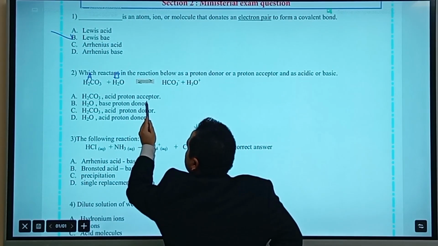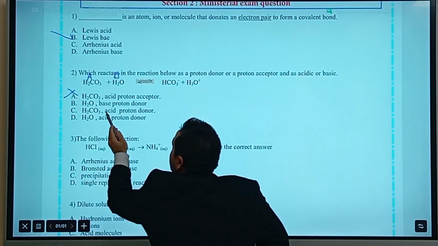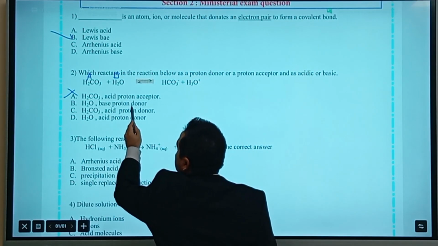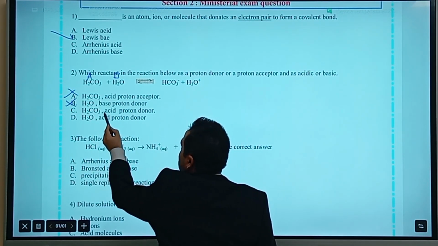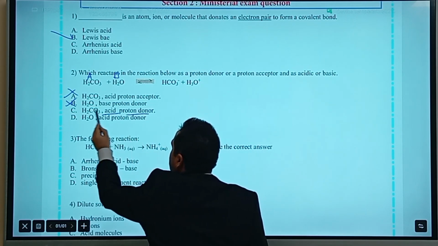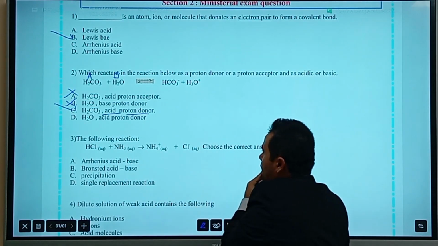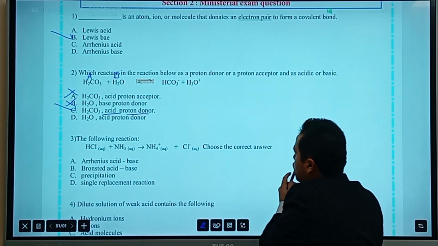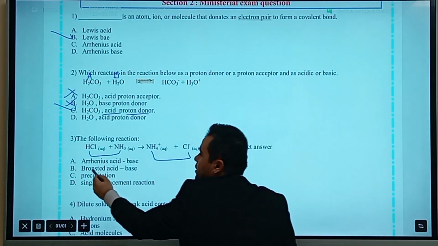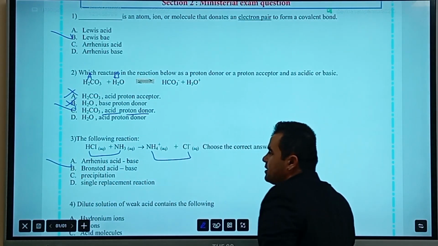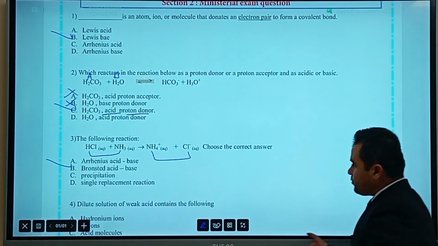H2CO3 acid and proton acceptor? No, it's incorrect. Base and proton donor is incorrect as well, H2O. H2CO3 is acid, yes, and proton donor, yes. C is the correct answer. The following reaction, choose the correct answer. This reaction, we have got two reactants and two products, so it's a Bronsted acid-base reaction.